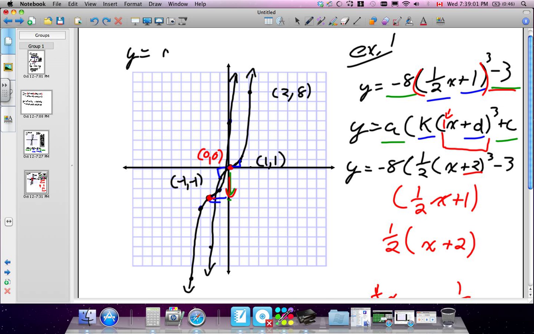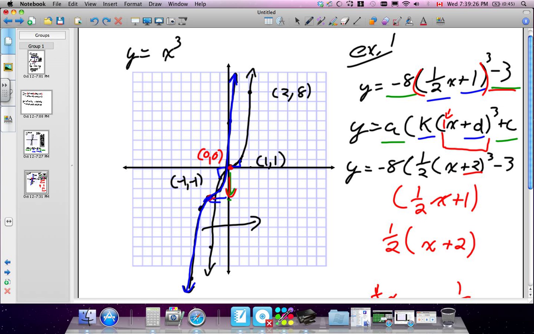Wait, so what's the new graph? The new graph would be with the equation. So this equation for our original one is x cubed. The new equation... Can you do it in a different color? Yeah. Sorry, I can't. That's okay. So why is it going through 0 and 0? It's not. It's jumping up. I'm just not drawing it perfectly.